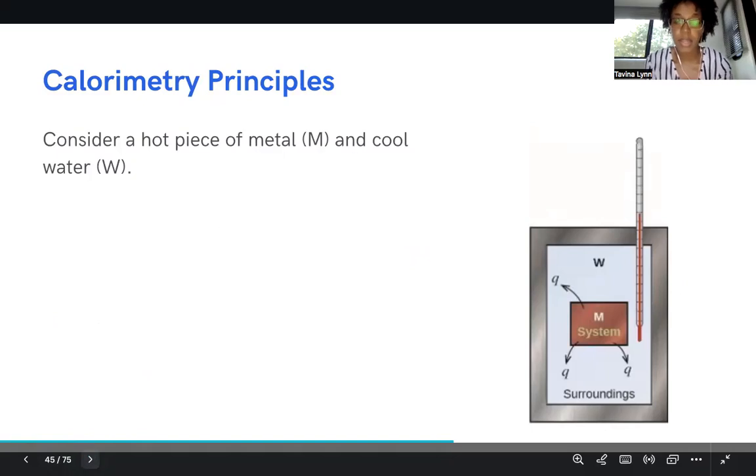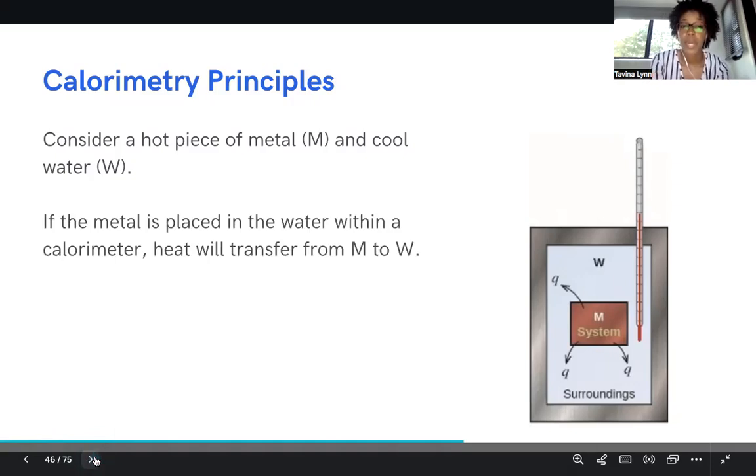So let's talk about the principles or the theory behind calorimetry. So let's say that I have some hot piece of metal, right? I take a piece of metal, I heat it up, and then I have cool water inside of a cup. If I place that hot metal in the cool water, heat will transfer from the metal to water.